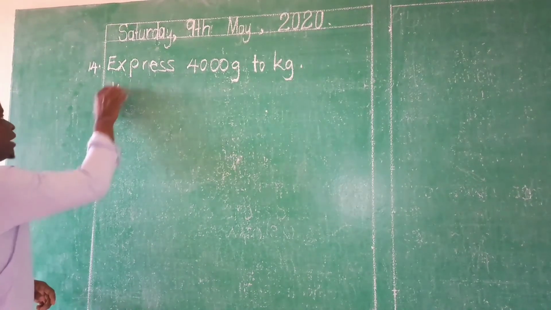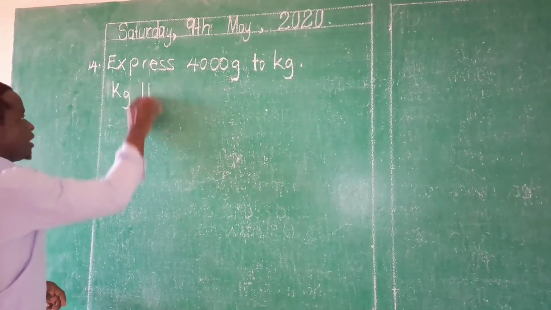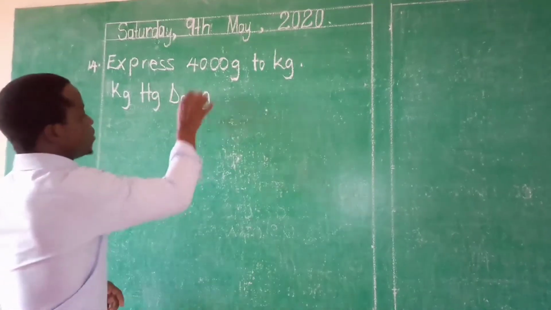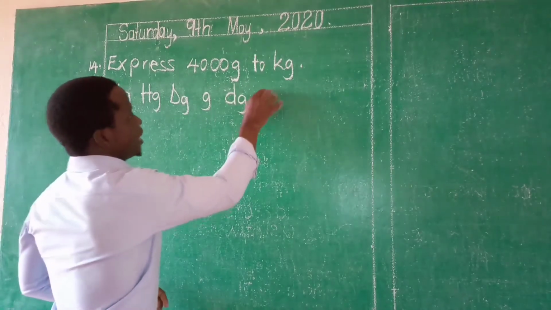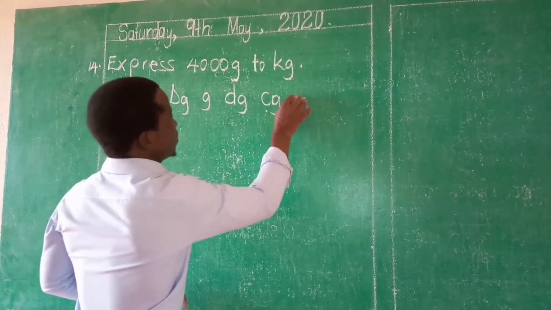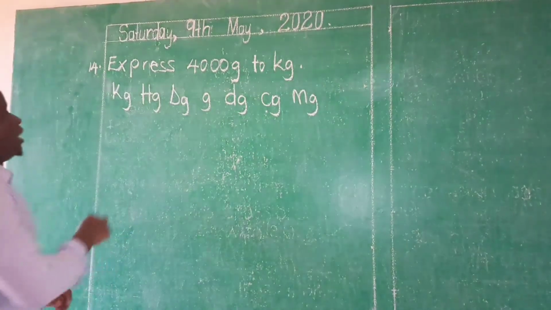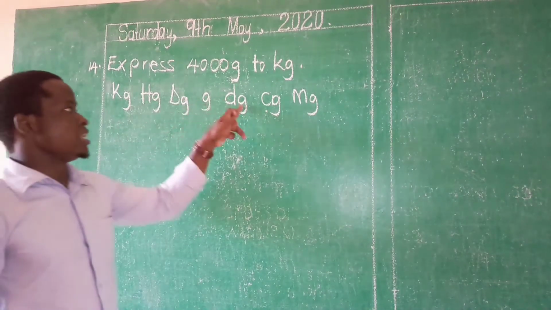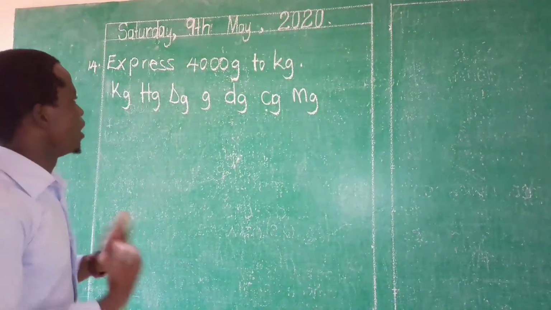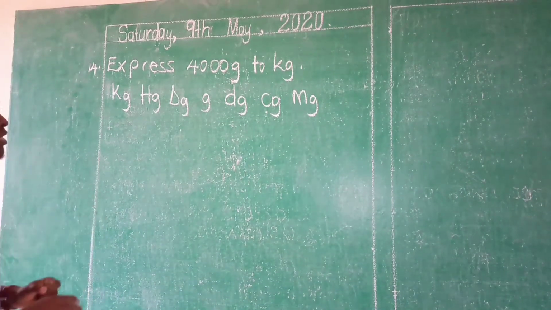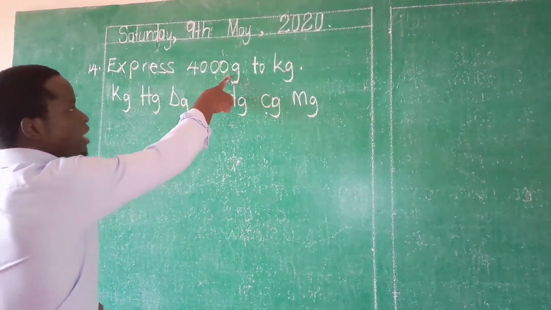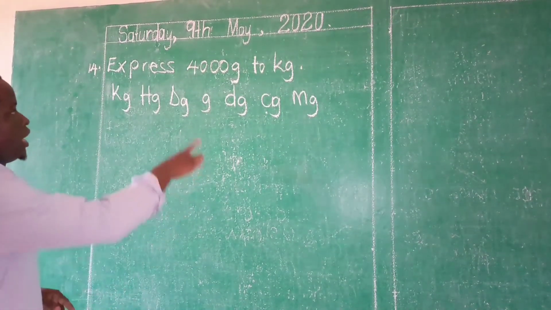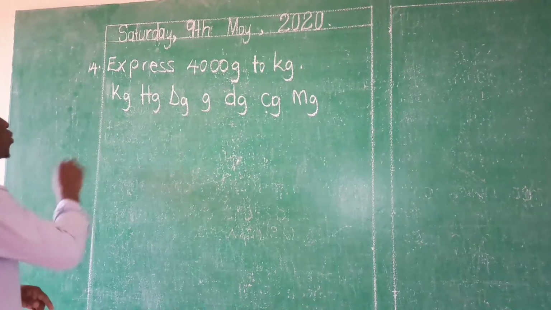Now, we write them: kilograms, decagrams, grams, decigrams, centigrams, and milligrams. The sentence was, King Henry's daughter Grace dances Congolese music. It gives you a quick way of remembering the order of those units. Now we are changing from grams to kilograms. Now let's see how many grams make 1 kilogram.